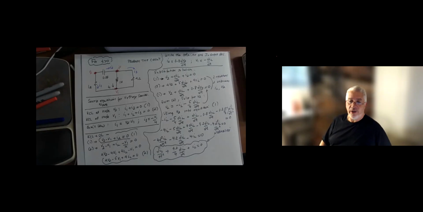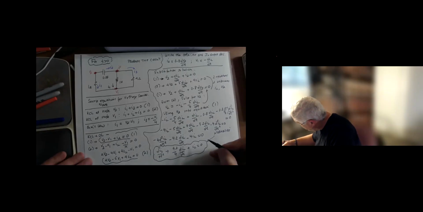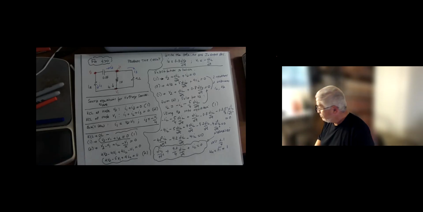And I get my differential equation. Now I need to identify my alpha, which is this coefficient divided by 2. So it is 2.1 over 4, and then my omega n is the square root of 1, which is 1.